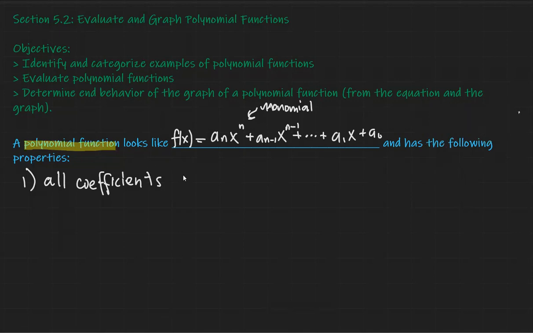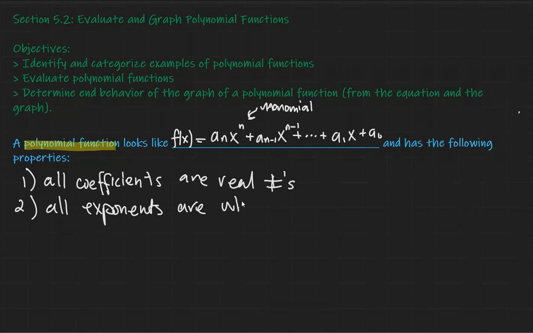So all coefficients are real numbers. All the coefficients in our polynomial are real numbers. Two, all exponents are whole numbers. So our exponents have to be whole numbers, like 1, 2, 7, 11, 10. No negatives, no fractions, no radicals, no pi, etc. All whole numbers.